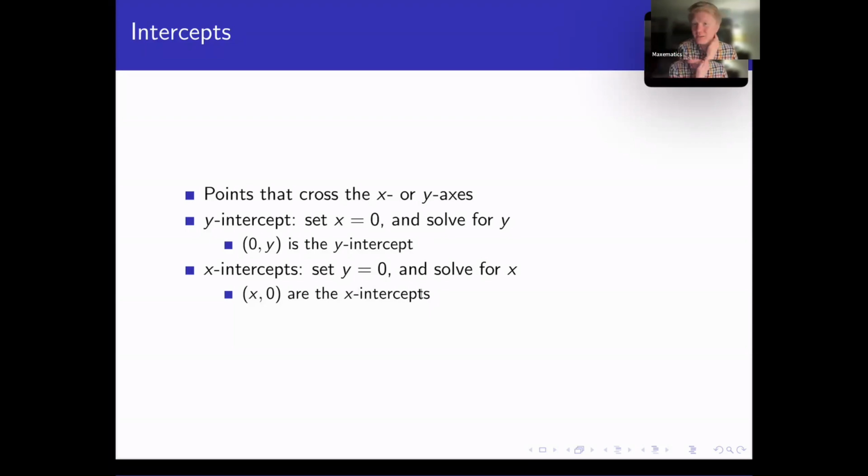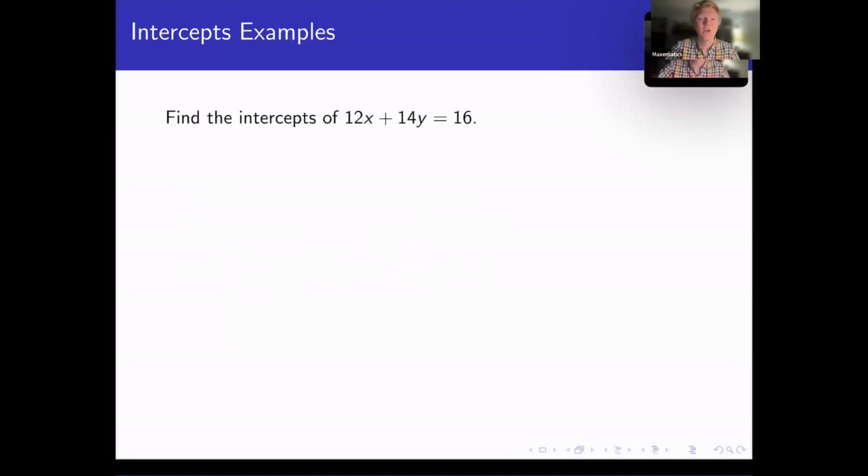Essentially, it comes down to the definition of a function in 2.4. And when we get there, we're going to say that we're not allowed to have multiple y-intercepts. But for now, it's more likely than not you're just going to have a single y-intercept. Okay, so let's find the intercepts of 12x plus 14y equals 16.